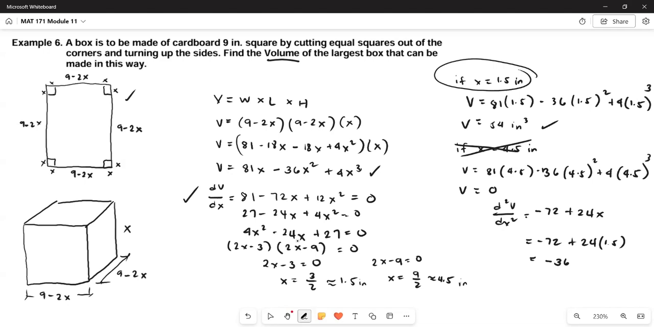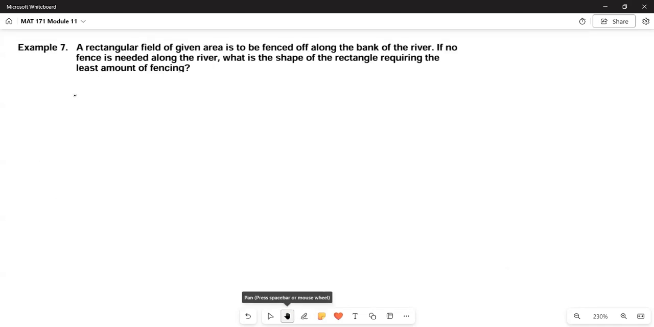So since ang ating second derivative is less than 0. Therefore, maximum yung nakuha natin. Okay, so therefore, our final answer is 54 cubic inches. Okay, we have here example number 7.